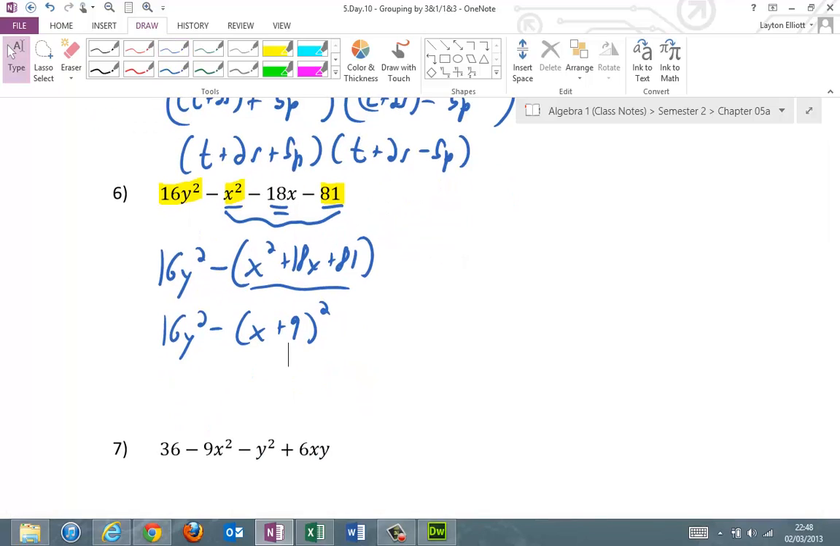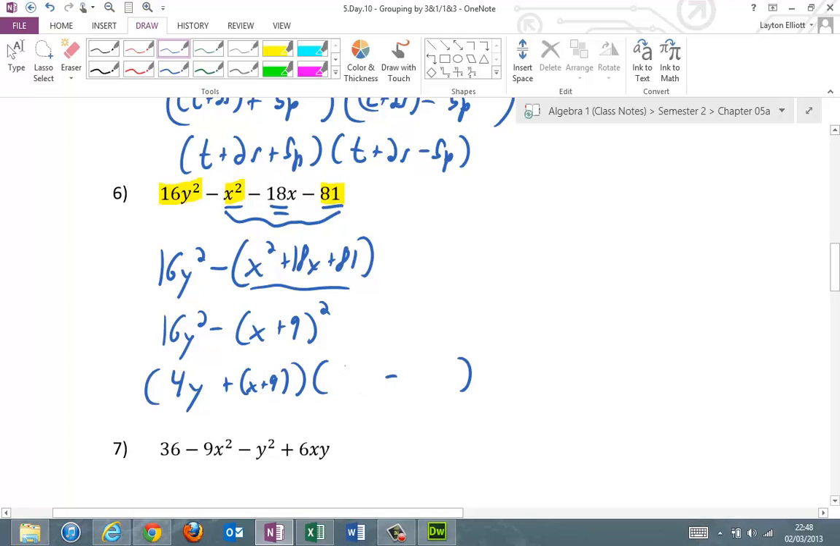Okay, now we're going to factor this just like we did before as a difference of two squares. Something plus something, something minus something. 16y squared becomes 4y, and the x plus 9 squared just becomes x plus 9 in parentheses. And then we have 4y, and the same x plus 9 in parentheses. Next, I'm going to distribute within the parentheses and get rid of the parentheses. 4y plus x plus 9, just the inner parentheses, we're going to get rid of them. And then 4y, distribute a negative, minus x minus 9.